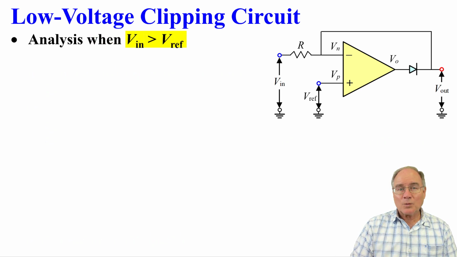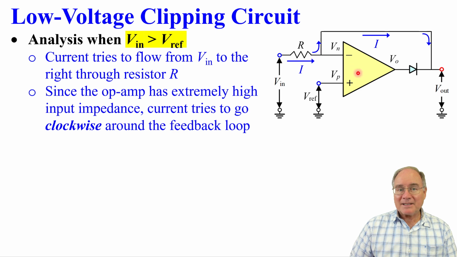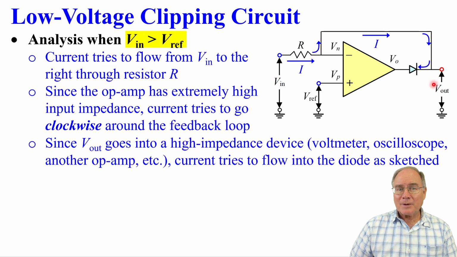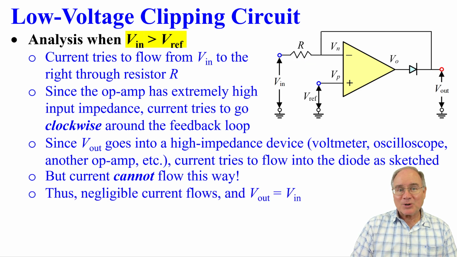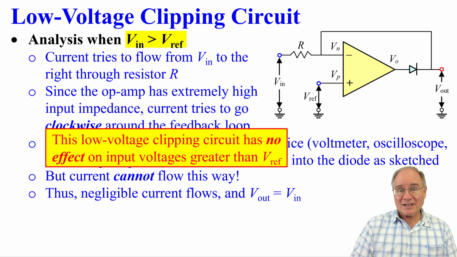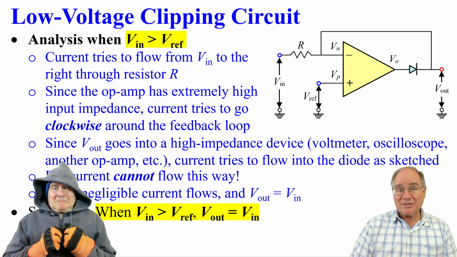Let's analyze the case where Vin is greater than Vref. Current tries to flow from the input voltage through resistor R, but since the op-amp has very high input impedance, that current would have to go through the feedback loop. And since we always assume a high input impedance device here, current tries to flow through the diode in this direction. But current can't flow this way, so no current or negligible current flows at all, and Vout has to equal Vin. This low-voltage clipping circuit thus has no effect on input voltages greater than Vref. In other words, when Vin is greater than Vref, Vout is equal to Vin.